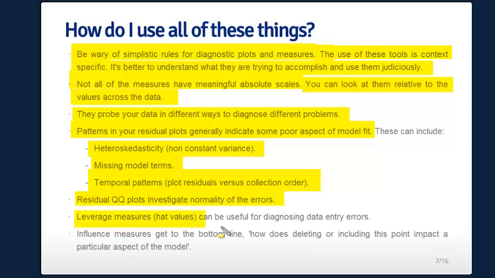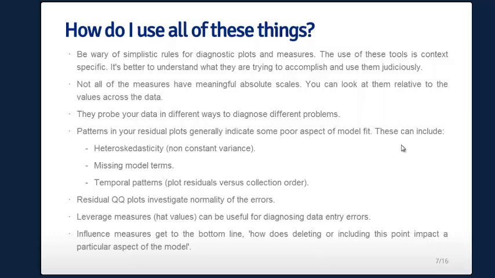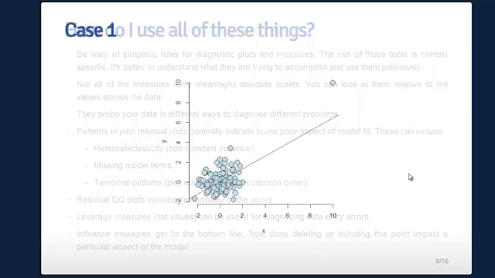Leverage measures can be thought of as diagnosing potential influence. So they only depend on the x's. They don't depend on the y's. They measure the potential for leverage. And some of the other measures, like the DFBETAS, measure the actual influence. The nice thing about leverage measures is they can often be useful for diagnosing data entry errors or aberrant points. Influence measures get to the bottom line: how does deleting or including this data point impact a particular aspect of the model? So the influence measures are things like the DFBETAS, that sort of thing.